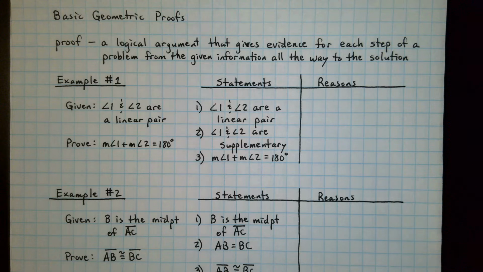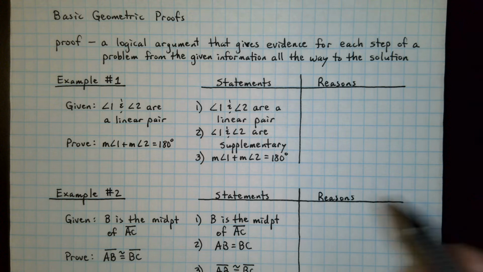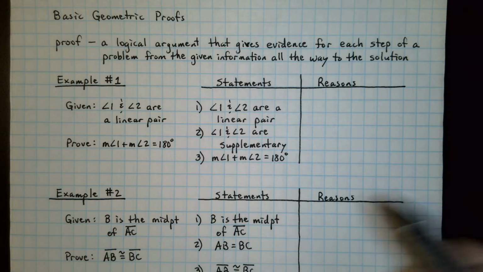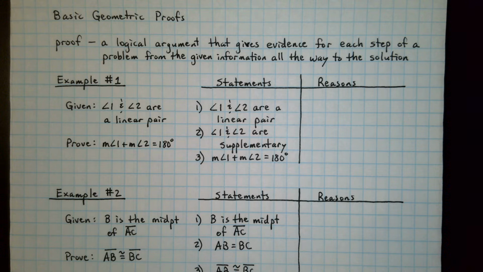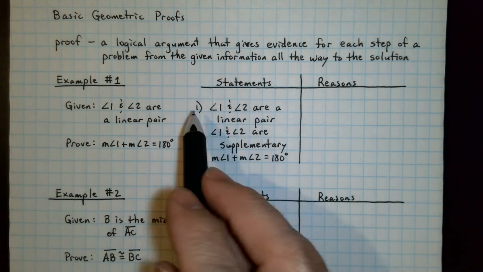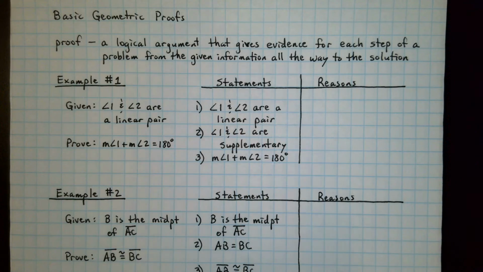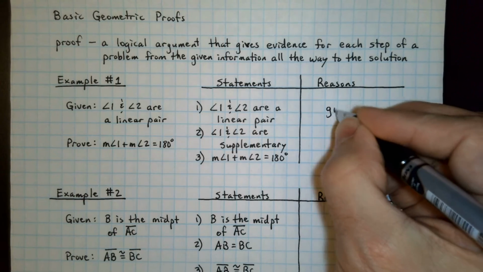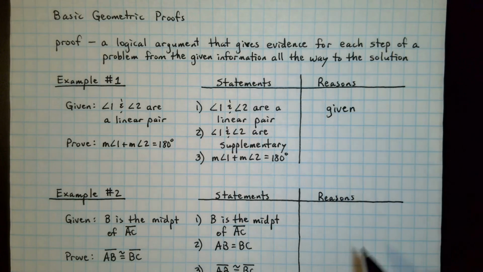In a proof, you're trying to provide reasons for each step along the way. It's essentially your thinking that you put down on paper. These are all the thoughts that you have in your head for coming to your conclusions, but you're writing down those reasons instead of just thinking them. In pretty much every proof, the first reason is going to be given, because you're going to start out with your first statement being the given information, which is what I did here. So I'm going to put given over here as our reason.